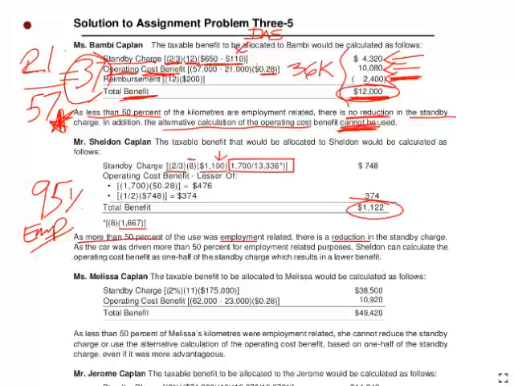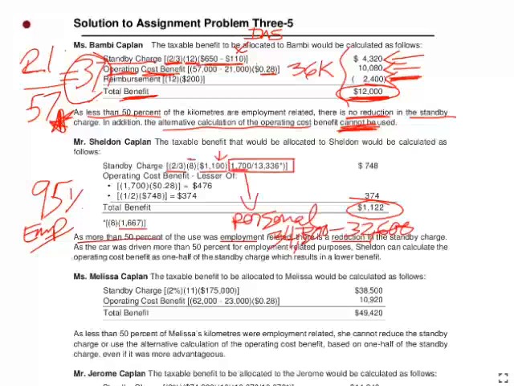Now, the 1,700 in here is our personal kilometers. That's simply 34,300 minus 32,600. I don't think it shows that here in the calculations, but that 1,700 is the personal usage. So you just do the math: 34,300 minus 32,600. That's how we got that number. That's all. It's the personal use.